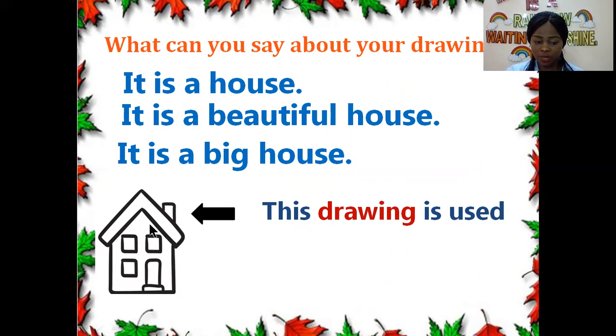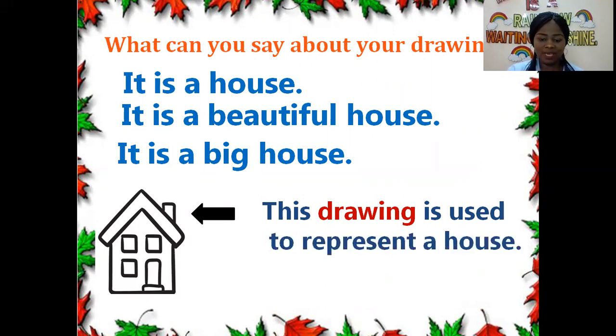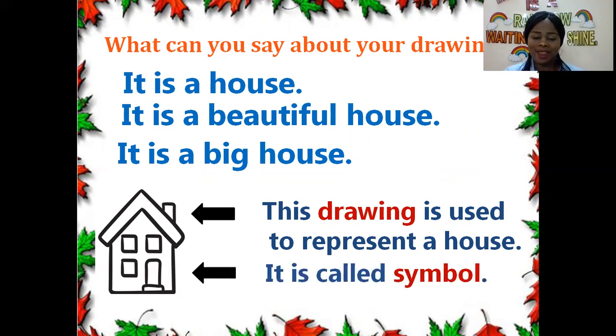It is called a drawing, right? It is a drawing. And this drawing represents something. Yes or no? Yes. This drawing is used to represent a house. And what is this symbol? What do we call your drawing? You finished drawing a house, right? What do we call this drawing? It is called a symbol. And now what is a symbol? A symbol is a drawing that is used to represent something.